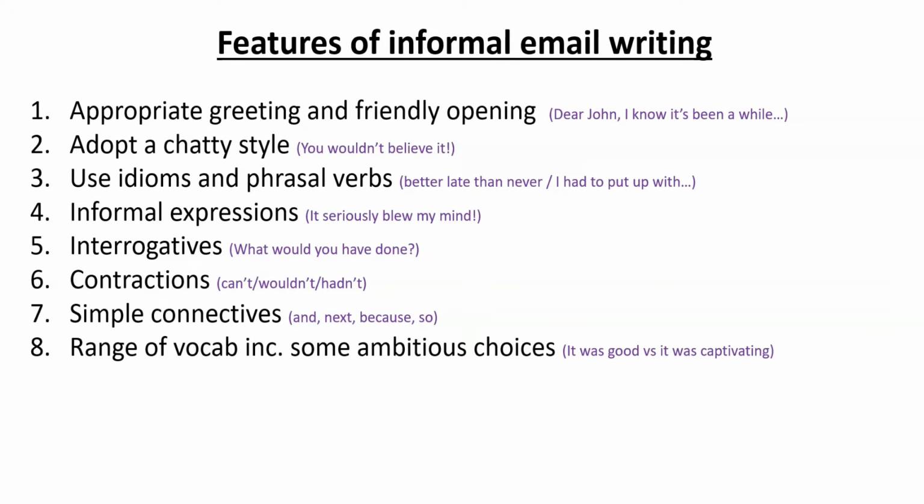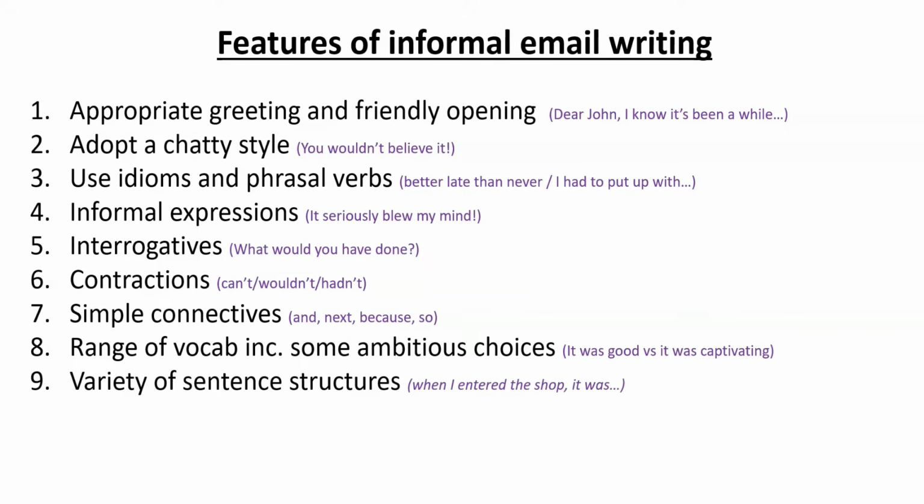For example, it was good, that adjective good, versus it was captivating. Number 9, using a variety of sentence structures. Cambridge do not want to see just a string of simple sentences. Try and get in some complex sentences as well. When I entered the shop, it was. Remember, if we are using complex sentences, there's a comma to separate the dependent clause from the independent clause.